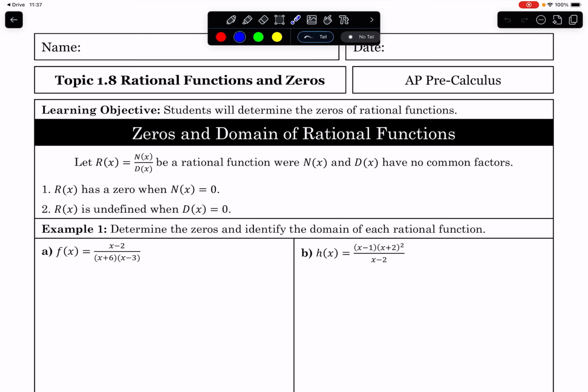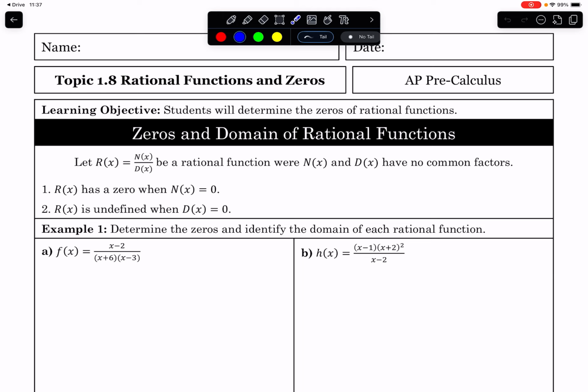In topic 1.8, rational functions and zeros, you will learn to determine the zeros of a rational function and also solve rational inequality situations. Let's begin by looking at how we identify the zeros and the domain of a rational function.